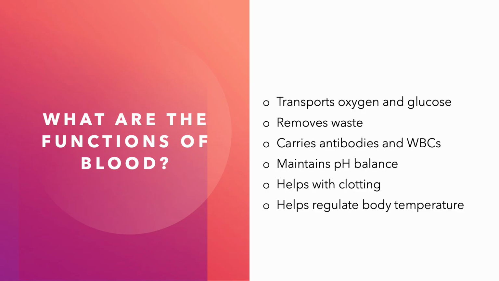Blood has several critical functions. It transports oxygen and nutrients like glucose to the cells and removes waste products such as carbon dioxide. Blood also carries antibodies and immune cells that help fight infection. It helps regulate pH and body temperature and plays a major role in clotting and hemostasis.